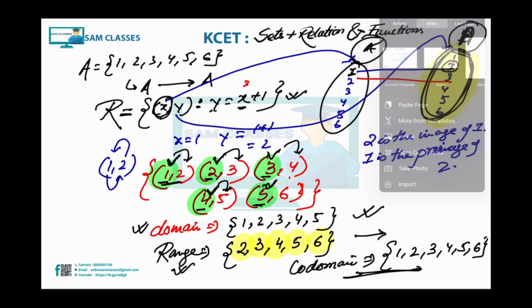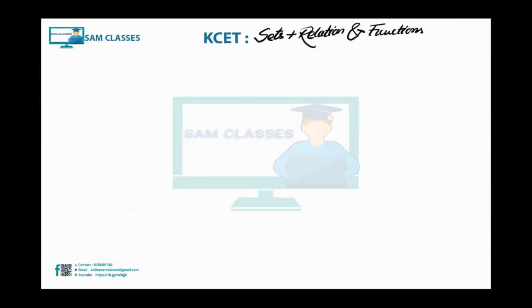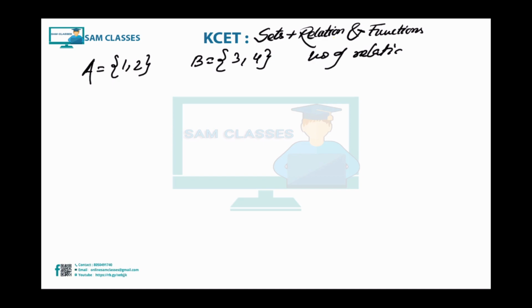Now a good question comes, student, finding the number of relations, because in KCET it carries good weightage. Let's say what they have given is A is a set containing elements 1 and 2, and B is a set containing 3 and 4. They ask us to find the number of relations from A to B.